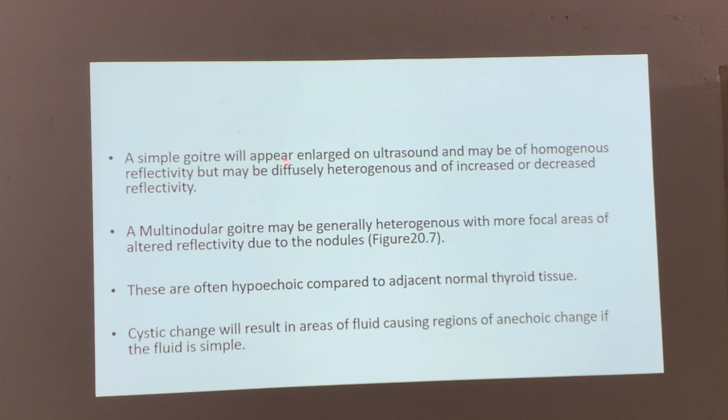A simple goiter will appear enlarged on ultrasound and may be of homogeneous reflectivity but may be diffusely heterogeneous and of increased or decreased reflectivity. A multinodular goiter may be generally heterogeneous with more focal areas of altered reflectivity due to the nodules. These are often hypoechoic compared to adjacent normal thyroid tissue. Cystic change will result in areas of fluid causing regions of anechoic change if the fluid is simple.